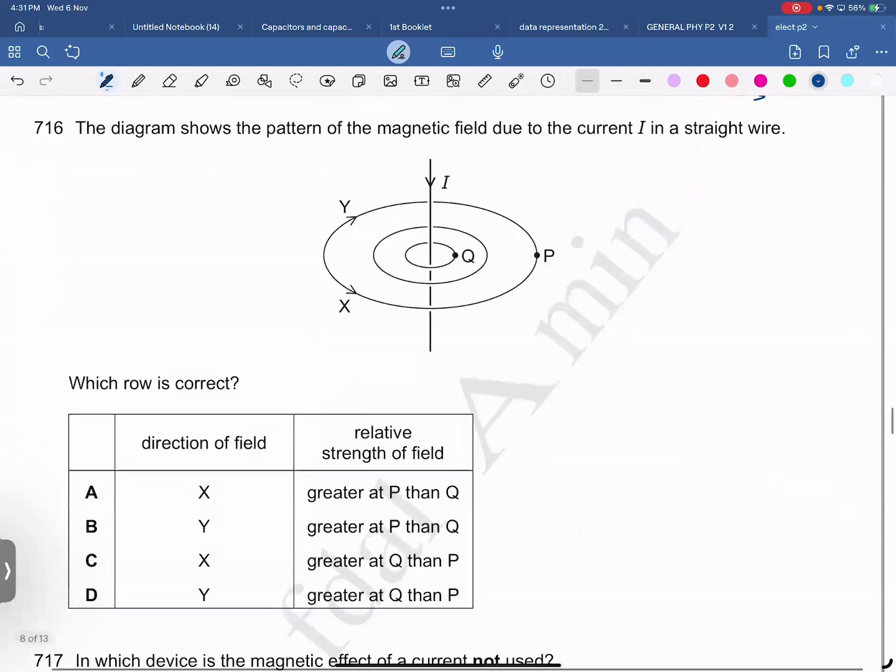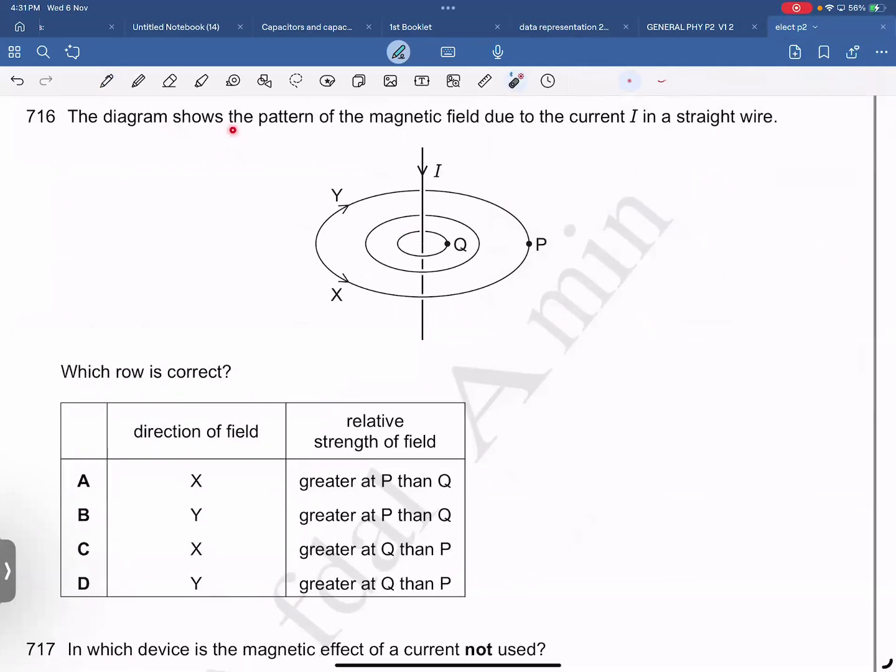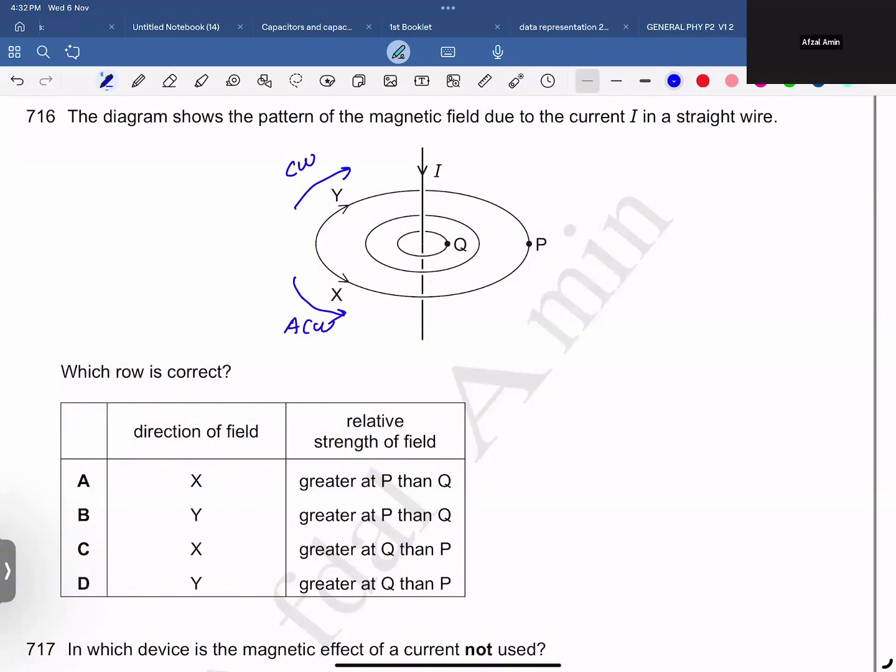Question number 716. The diagram shows a pattern of magnetic field due to current in a straight wire. Which row is correct? Direction as well as strength. Okay, so first of all, direction of field. They gave you one of them as this one looks like clockwise, and X looks like anti-clockwise. So how to know direction of magnetic field in a straight conductor?